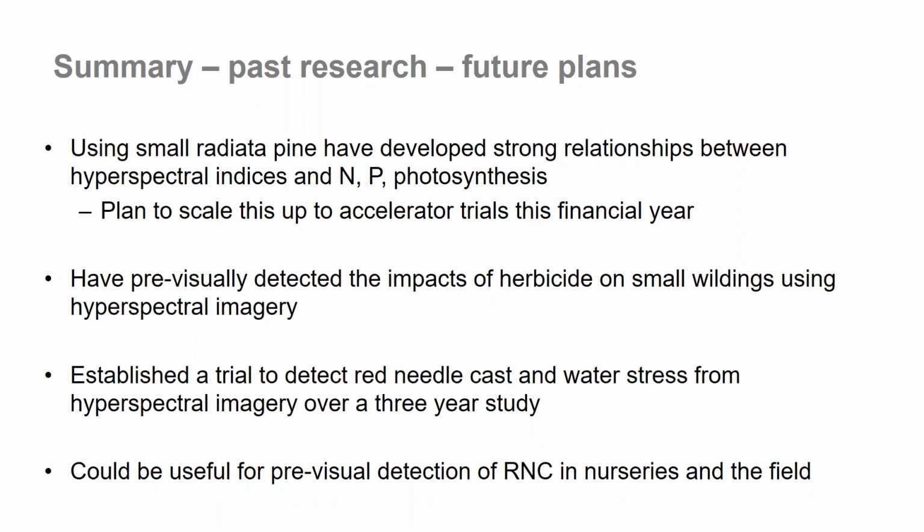In summary, using small radiata pine, we've developed strong relationships between hyperspectral indices and photosynthesis and foliage nitrogen and phosphorus. We plan to scale these predictions up to 4-year-old radiata pine within the accelerated trials over this financial year. We have pre-visually detected the impacts of herbicides on small wildings using hyperspectral imagery. A 3-year-old trial has been established to detect red needle cast from hyperspectral imagery. This could provide a useful stepping stone towards pre-visual detection of red needle cast in nurseries and the field.